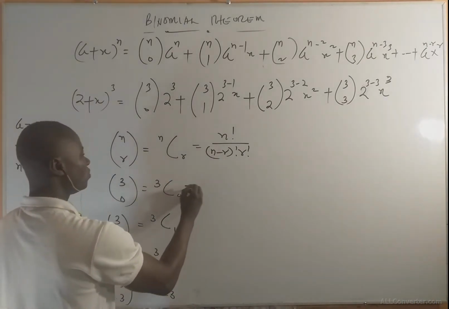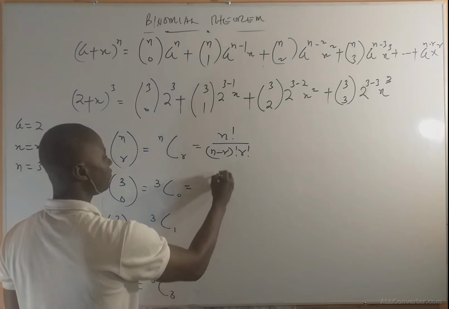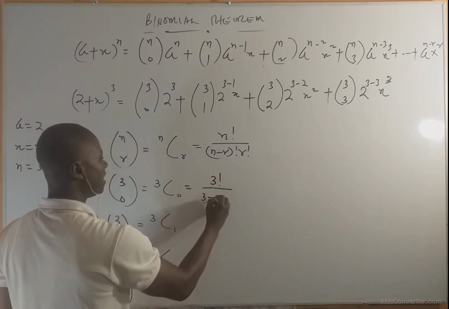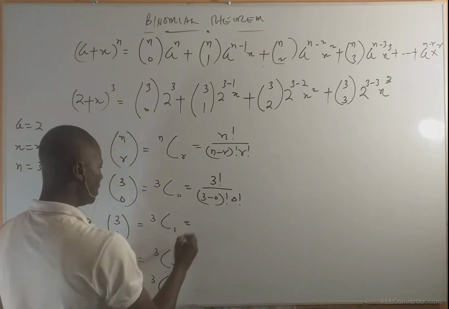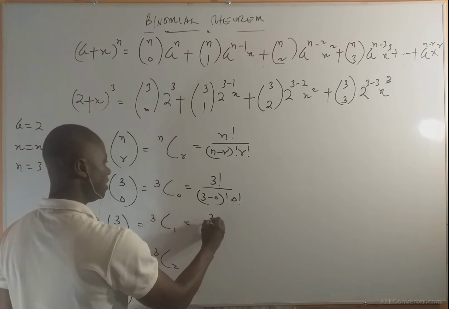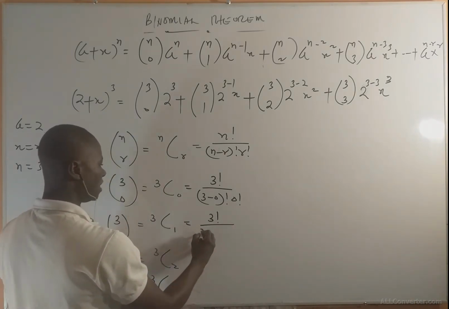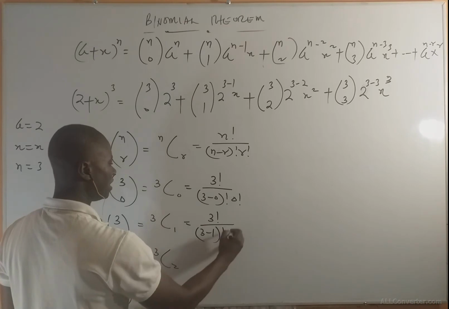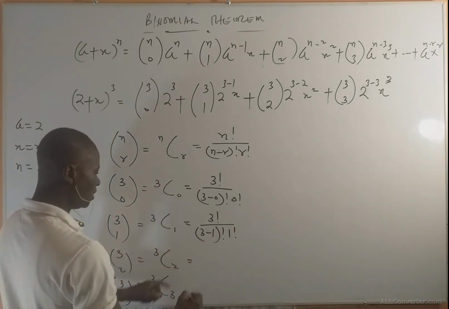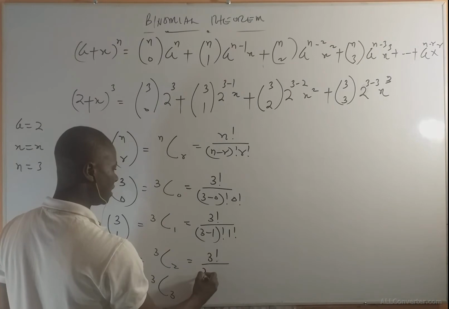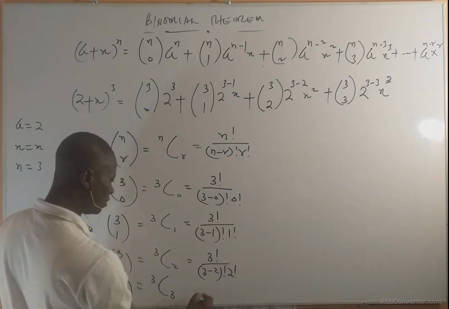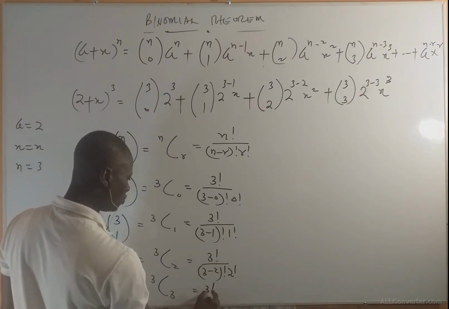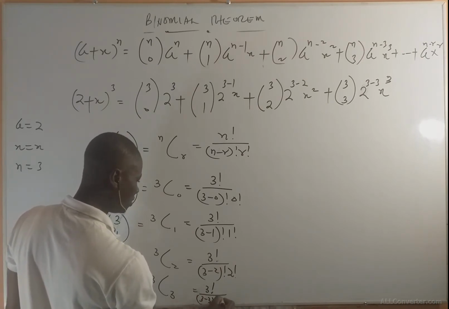So this will now be 3 combination 0 will be 3 factorial over 3 minus 0 factorial, then 0 factorial. Then 3 combination 1 will be 3 factorial over 3 minus 1 factorial, then 1 factorial. 3 combination 2 will be 3 factorial over 3 minus 2 factorial, then 2 factorial. And 3 combination 3 will also be 3 factorial over 3 minus 3 factorial, then 3 factorial.